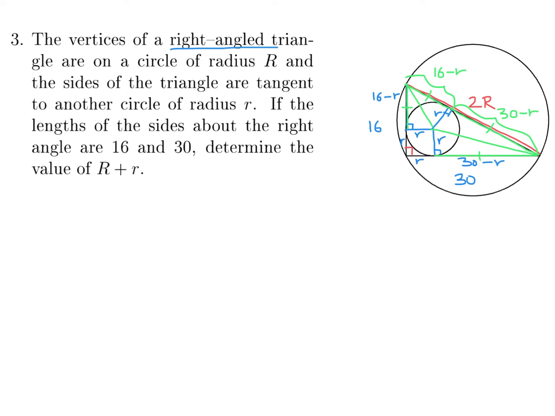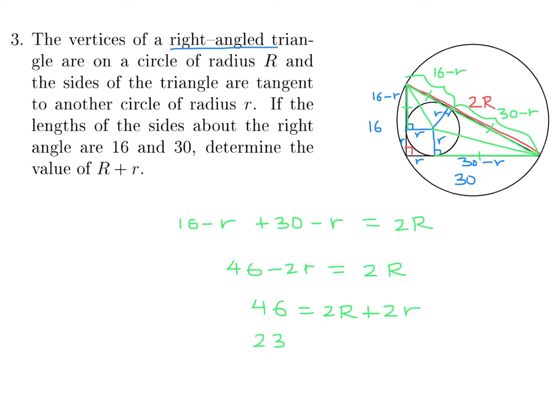So mathematically, what that means is that 16 minus r plus 30 minus r is equal to 2R. So do this math, and we get 46 minus 2 small r is equal to 2 big R. That means 46 is equal to 2 big R plus 2 small r. Divide through by 2, and you get 23 is equal to big R plus small r. And there you go. That's what they wanted in the question. Determine the value of big R plus small r.